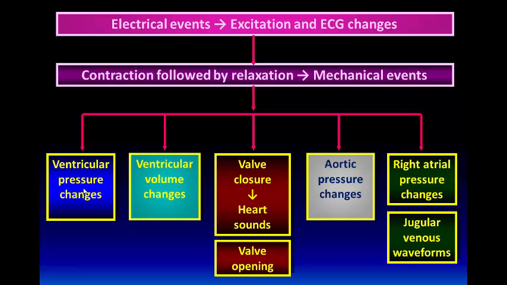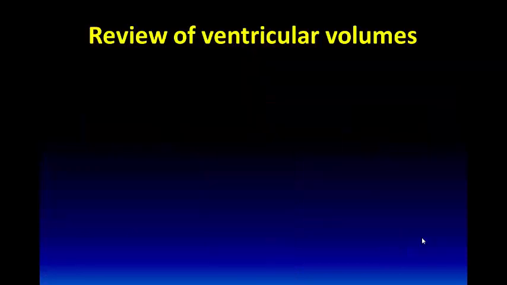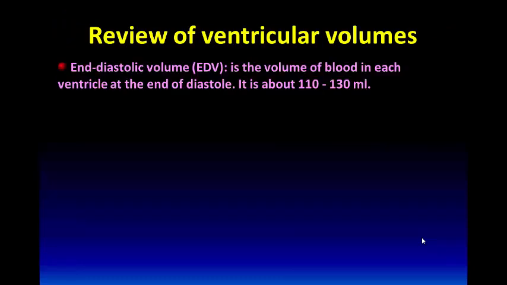So we are going to describe these electrical events and the mechanical phases of the cardiac cycle, and these ventricular pressure changes, ventricular volume changes, the heart sounds, the aortic pressure changes, and the right atrial pressure changes, and the accompanied jugular venous wave form changes in detail during these 2 lectures. And before we describe these changes in detail, let's review the ventricular volumes very briefly.